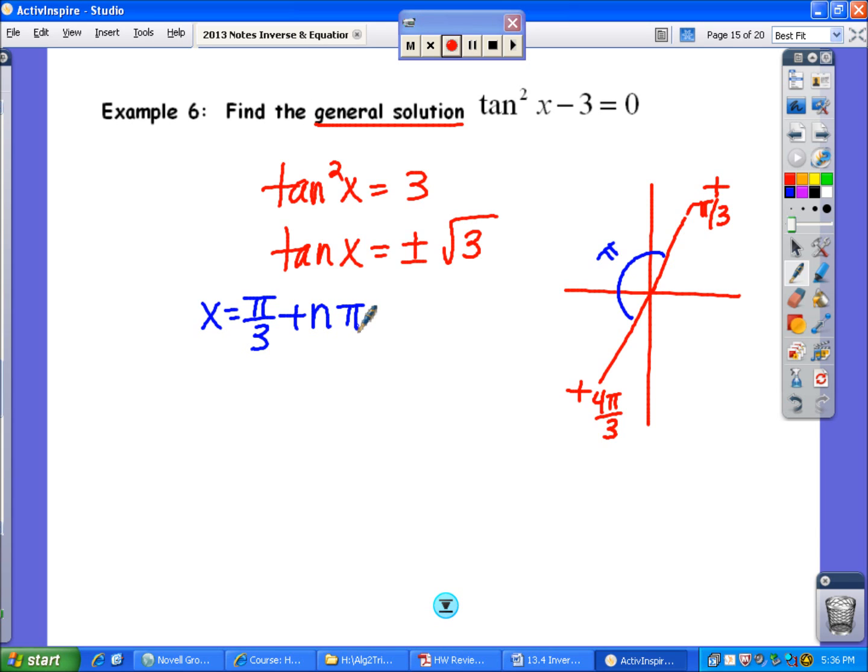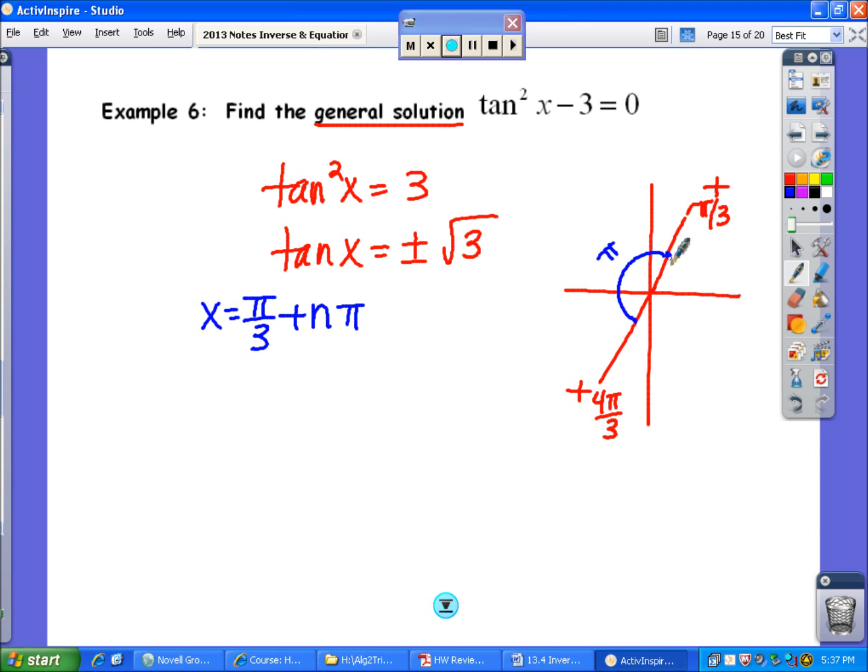That'll get me to, so if I added 1 pi, n is 1, I'd get to 4 pi over 3. If I did 2, I'd be back up here, adding pi to this. So it's 7 pi over 3. And every time I add pi, I would end up back on another answer. So that's what the n pi does. Gives us all possible answers.